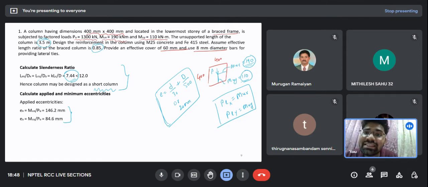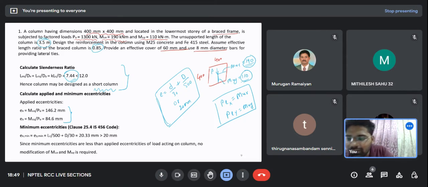Now these eccentricities are to be compared with the accidental eccentricity. The accidental eccentricity is calculated by using this formula. So it is coming out to be 20.33. So accidental eccentricity is 20.33, while the actual eccentricity which is acting on the column is 146 and 84. So that is fine. I will now go for the moments Mux and Muy because my eccentricities which are actually acting on the column are greater than the accidental eccentricity.